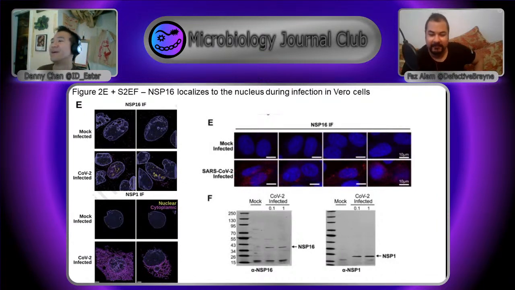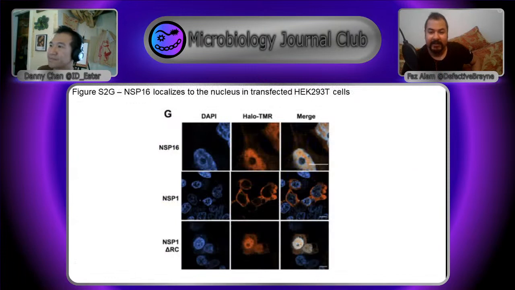Okay. So anyways, the takeaway from this is that we're figuring out where NSP16 localizes. It seems like it's in the nucleus in infected cells. And figure S2G also looks at NSP16 as well. But this time they're not infecting them; they are just expressing them in the HEK293T cells.